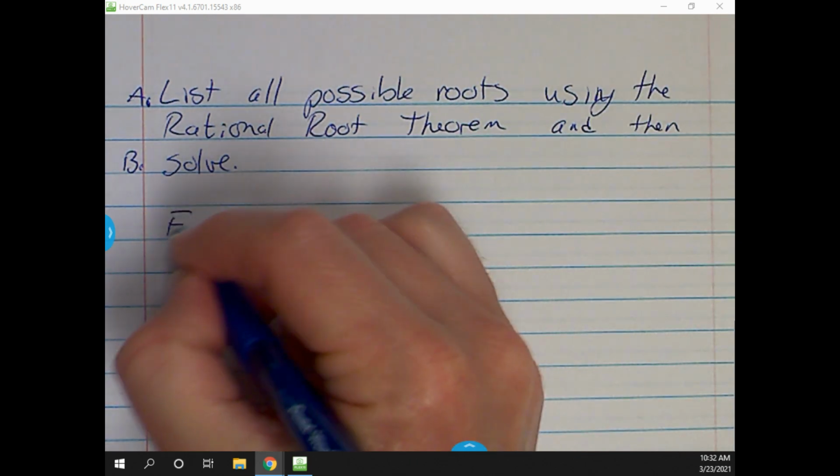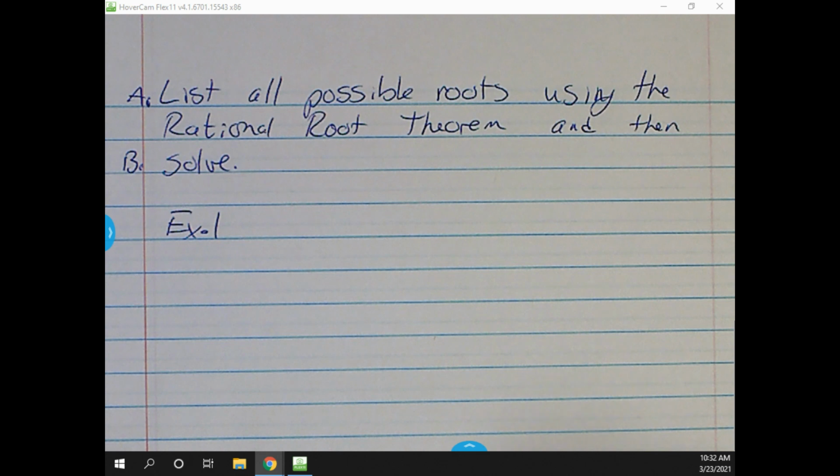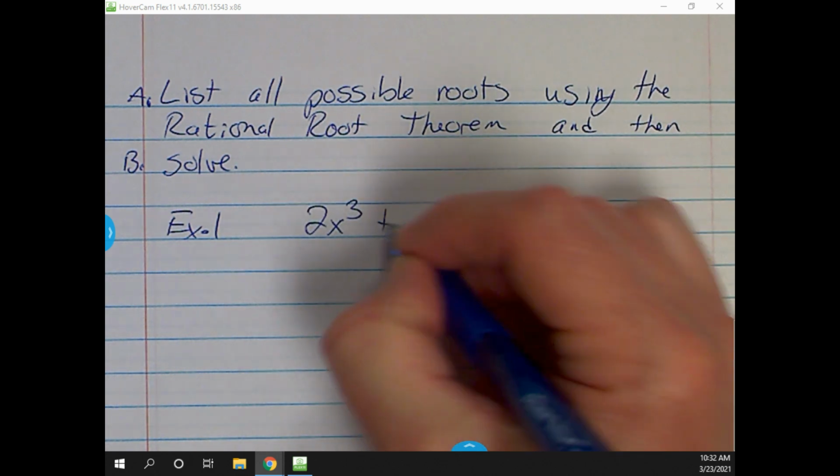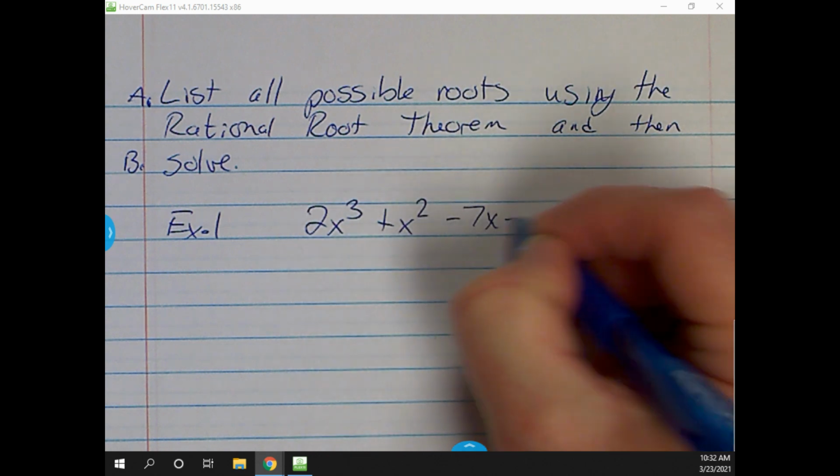All right, so here we go. Example 1, we're going to do 2x to the third plus x squared minus 7x minus 6 equal to 0.